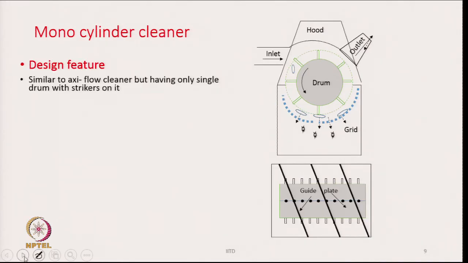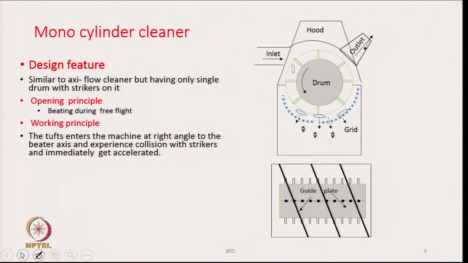Monocylinder cleaner is basically a similar machine. Instead of 2 drums, we have only one single drum. This also is used. So, sometimes we have a single drum, otherwise from the point of view of basic design and the working principle it is more or less exactly the same. Design feature is similar to Axiflow cleaner, but having only one single drum, that is the only difference. There is an inlet, there is an outlet, otherwise exactly the same.